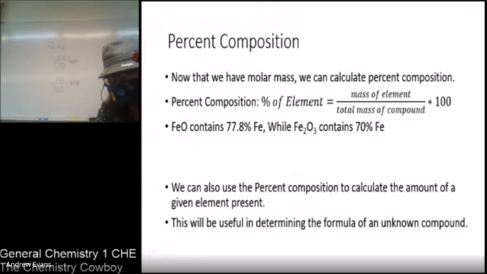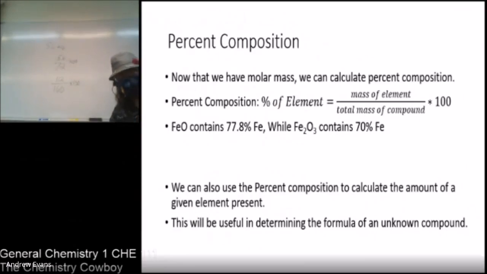We will also use percent composition to calculate the amount of a given element present. We can also use this to go from a predicted percent to how much we should get. Where this is actually going to be super useful is when we have an unknown.